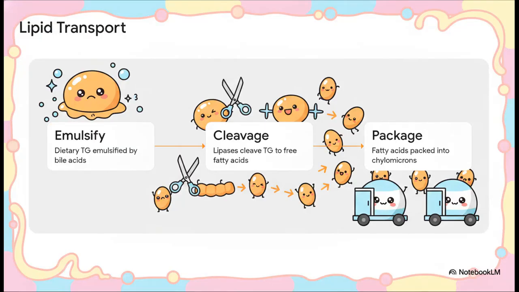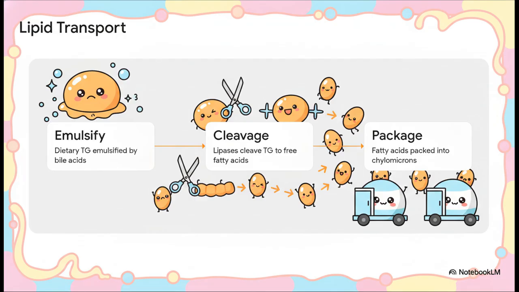Now, this incredible density creates a bit of a logistical nightmare. Think about it. How do you move completely water-hating batteries through our entirely watery bloodstream? Well, digesting fats from your last meal is this crazy multi-step orchestration. First, dietary triglycerides are emulsified in the intestine by bile acids, kind of like how dish soap breaks up grease in a frying pan. Then, lipases step in. They act like tiny molecular scissors, snipping them into free fatty acids so they can cross the intestinal wall.